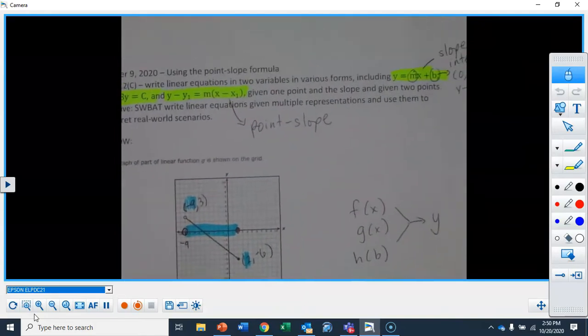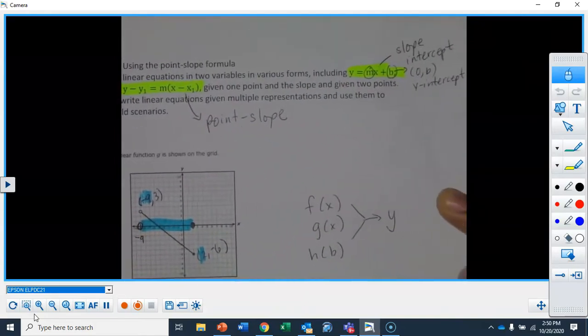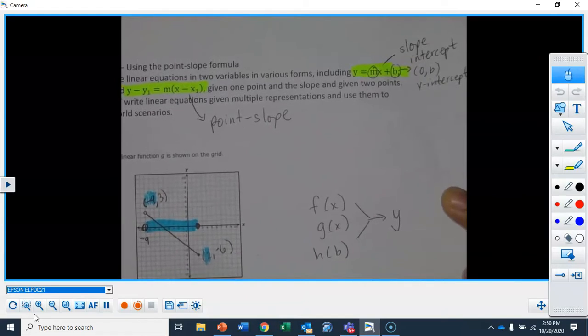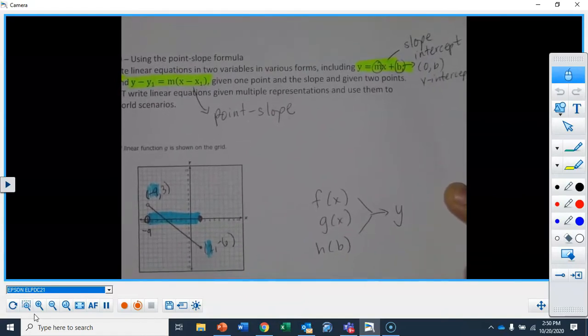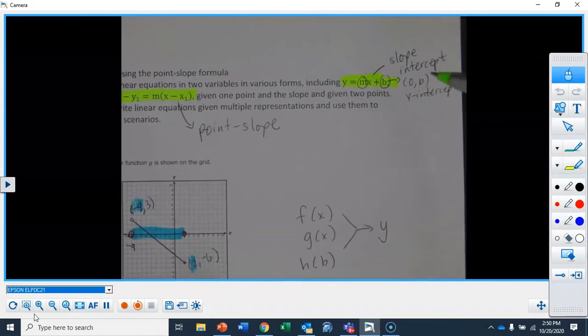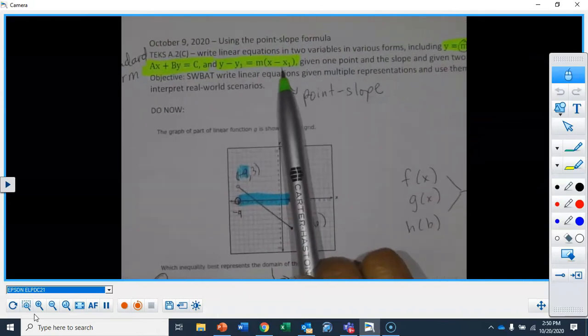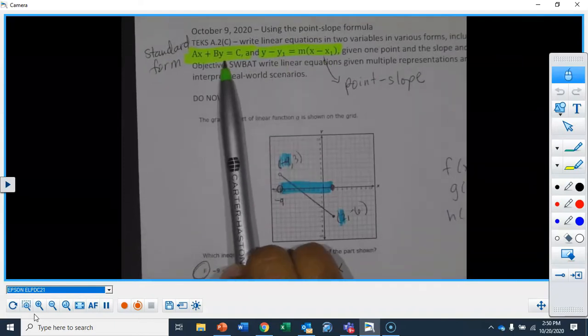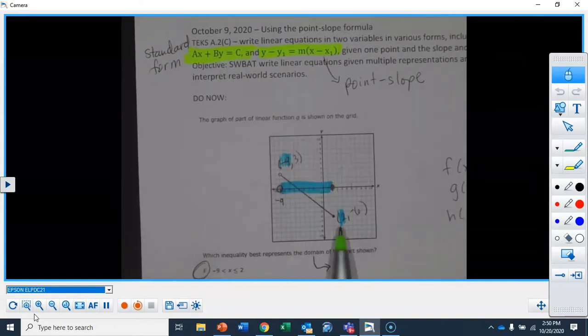So if you are able to write these equations in all these 3 forms, I'm telling you, on the STAR, Unit 3 is one of the most, like a lot of questions come from here, okay? So can you put a line in slope-intercept? Can you put it in point slope form? Can you put it in standard form? And that's what this particular video is going to be about, all right?